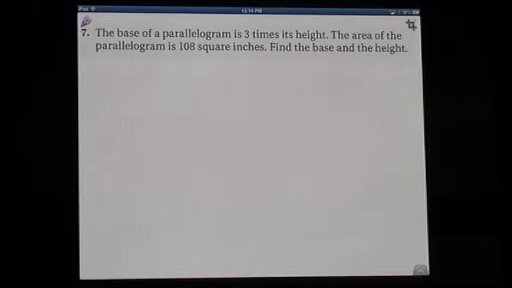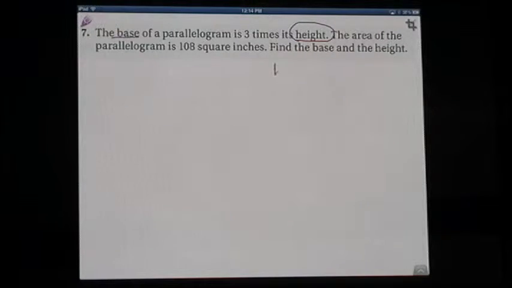To write using one variable, figure out what you're working in terms of. It says the base of a parallelogram is 3 times its height. All right, we're learning what the base is in terms of the height because it's comparing it to the height. So we're going to just use the height as our variable.